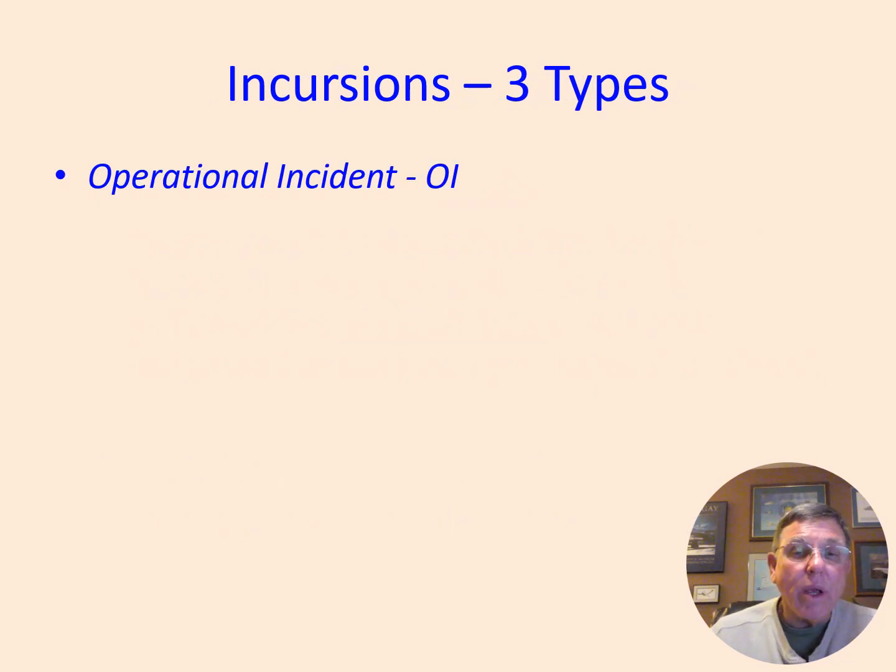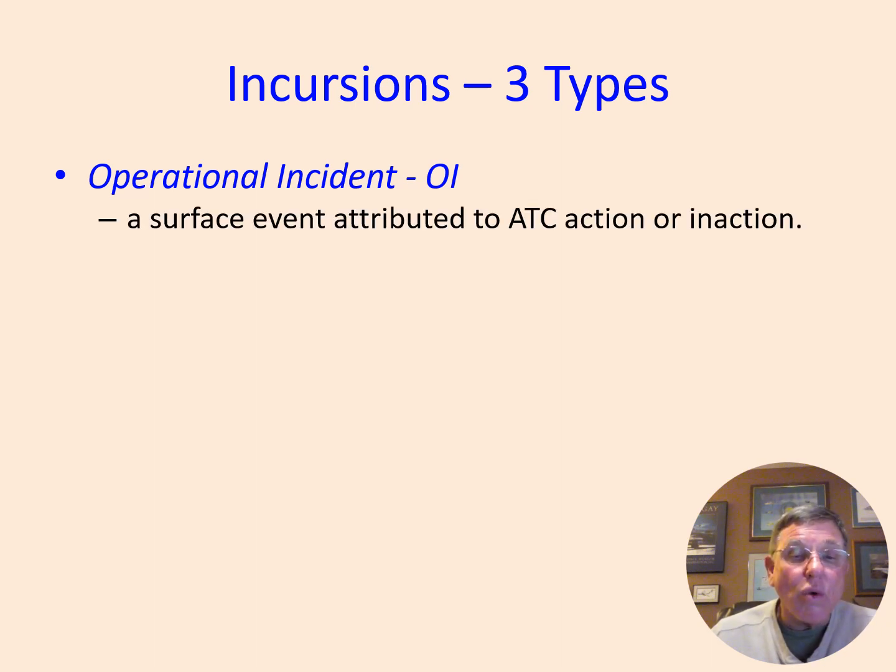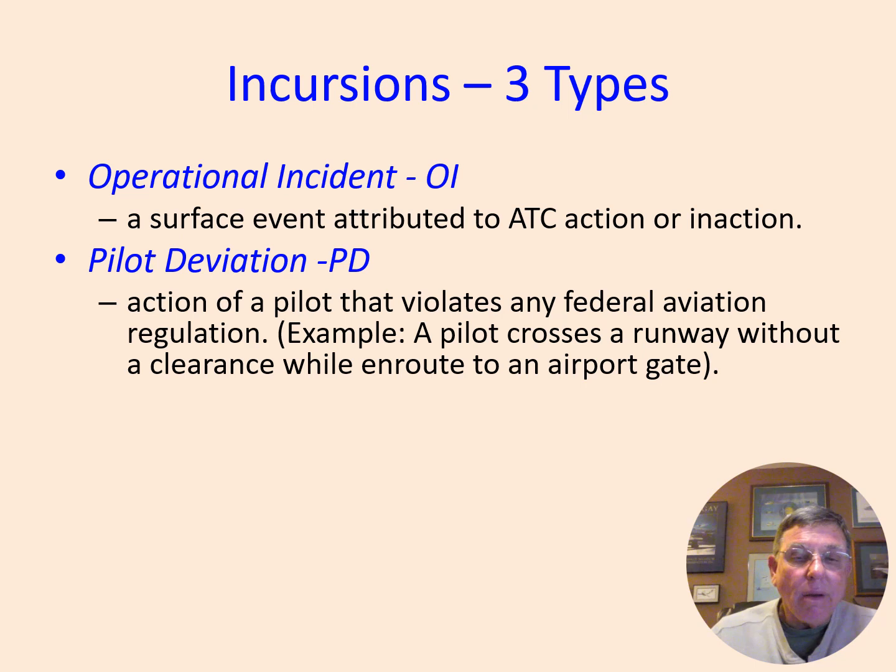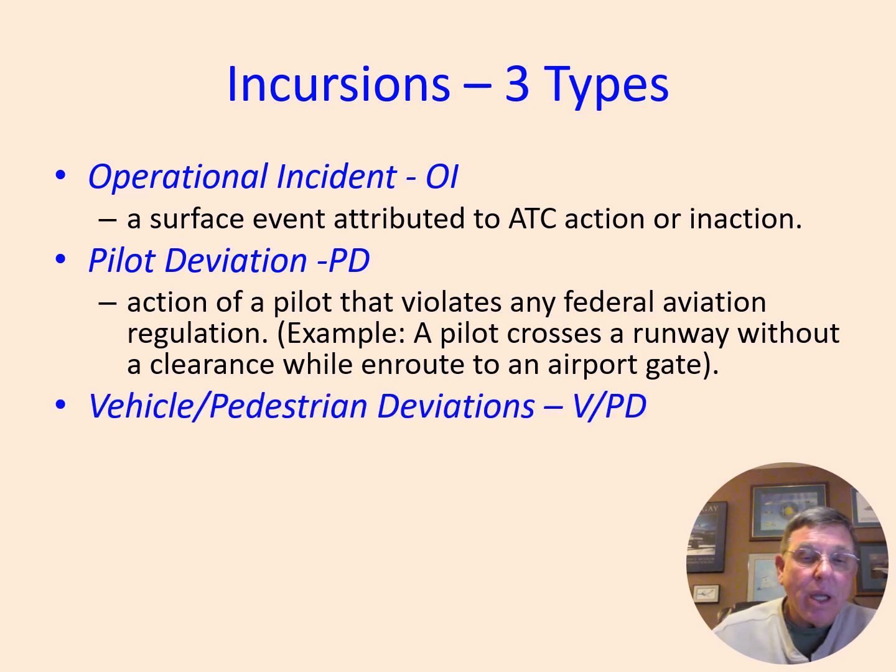Right. So on incursions, there's three types. Operational incident is where the controllers messed up. That's an ATC violation. Then we have ones where we mess up, pilot deviations. A pilot crossing a runway without clearance while en route to an airport or a gate is just an example. If the nose of your airplane so much as crosses over the hold short line, that is a pilot deviation. Then we have vehicle and pedestrian deviations.